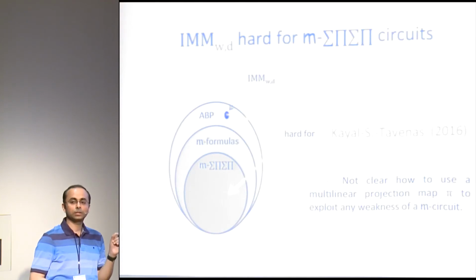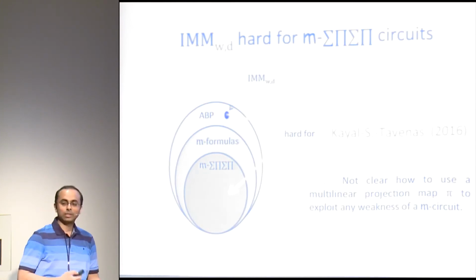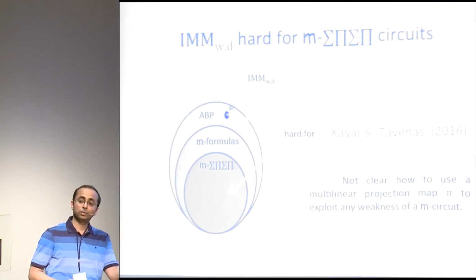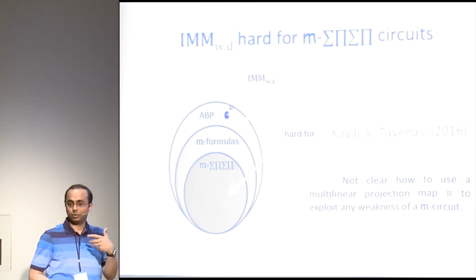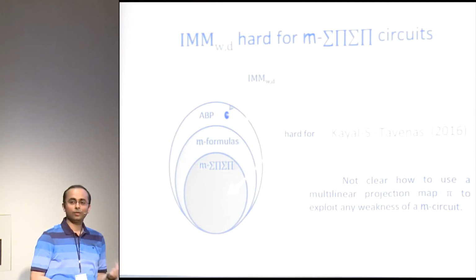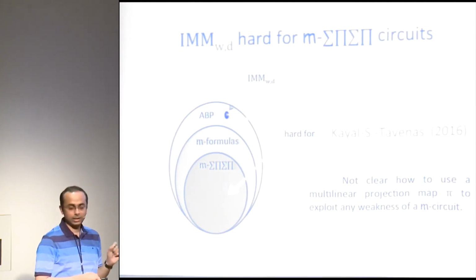Why did projected shifted partials not work straight away in this case? The problem is you are dealing with a multilinear circuit. The reason you used projection was to weaken the circuit, to find some weakness of the circuit, to go from high degree to low individual degree. But here, to begin with, the circuit is multilinear. Even if you apply a multilinear projection on a multilinear circuit, it's not straight away clear what will happen. So perhaps you need something else here.